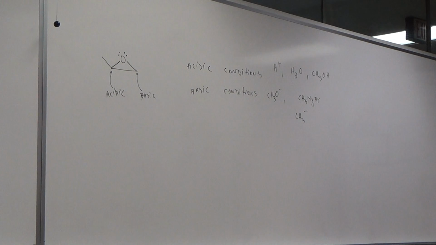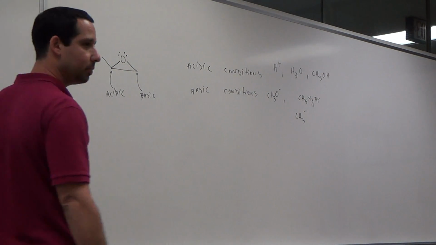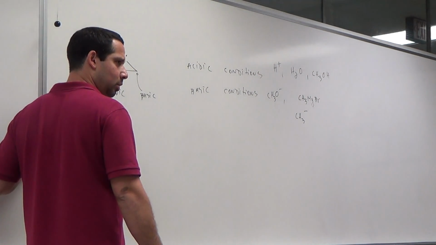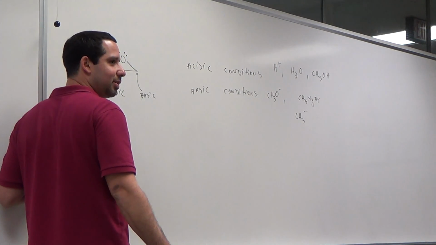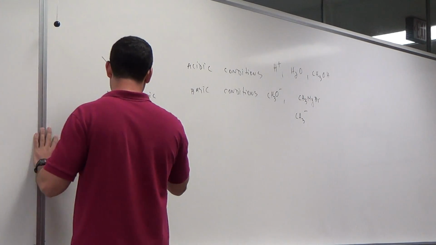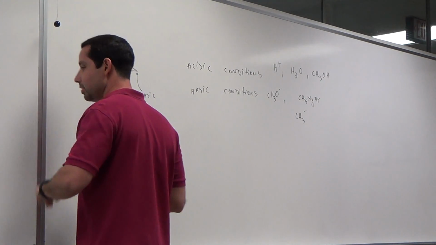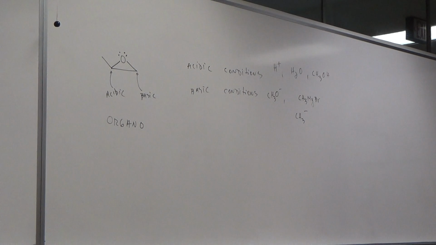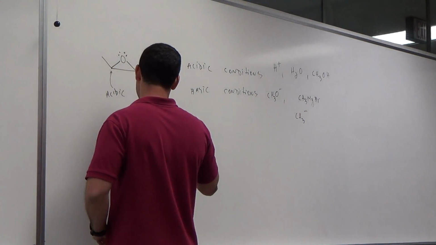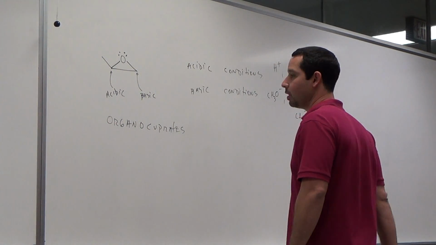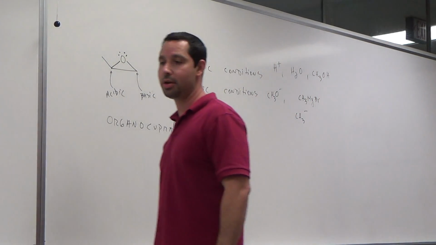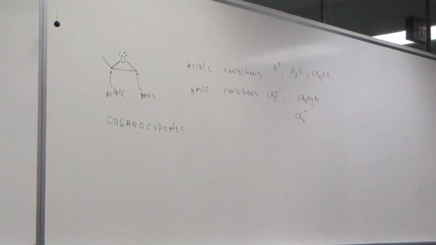we're going to do something now called organocuprates. Okay? Organocuprates. You know what an organ is? Organ, organic. Cuprates. So this is similar to the Grignard reagent, but instead of adding magnesium, we're going to have a lithium and we're going to add copper iodide.